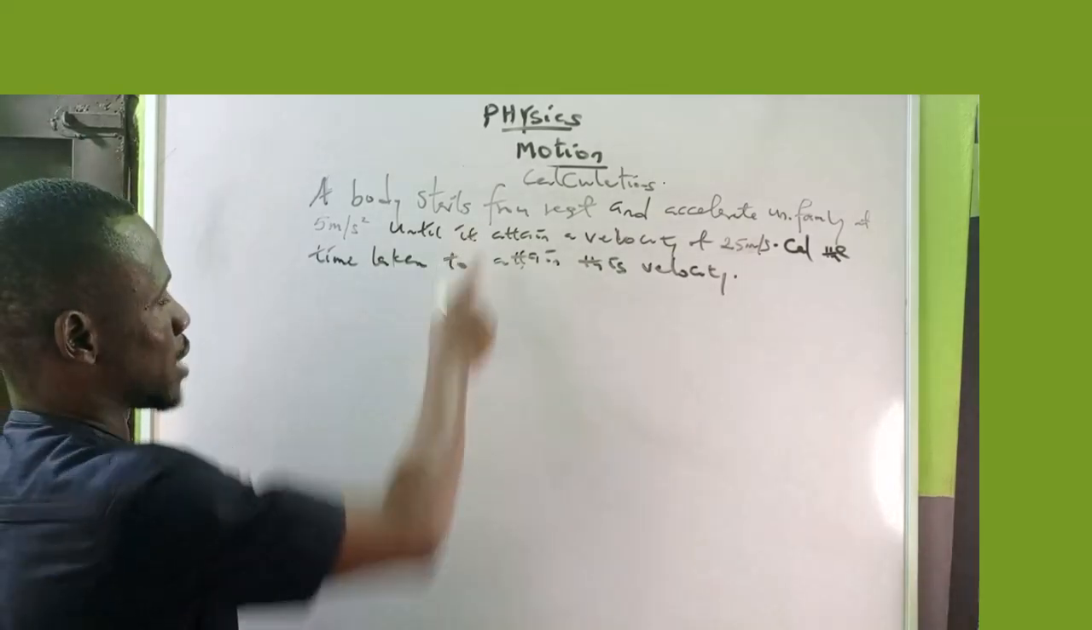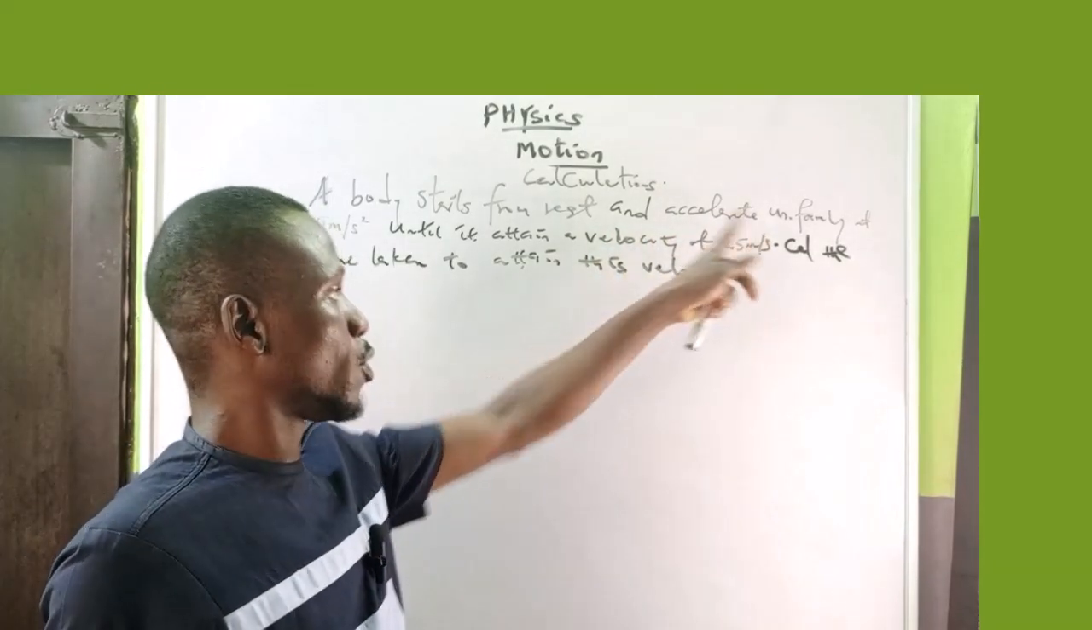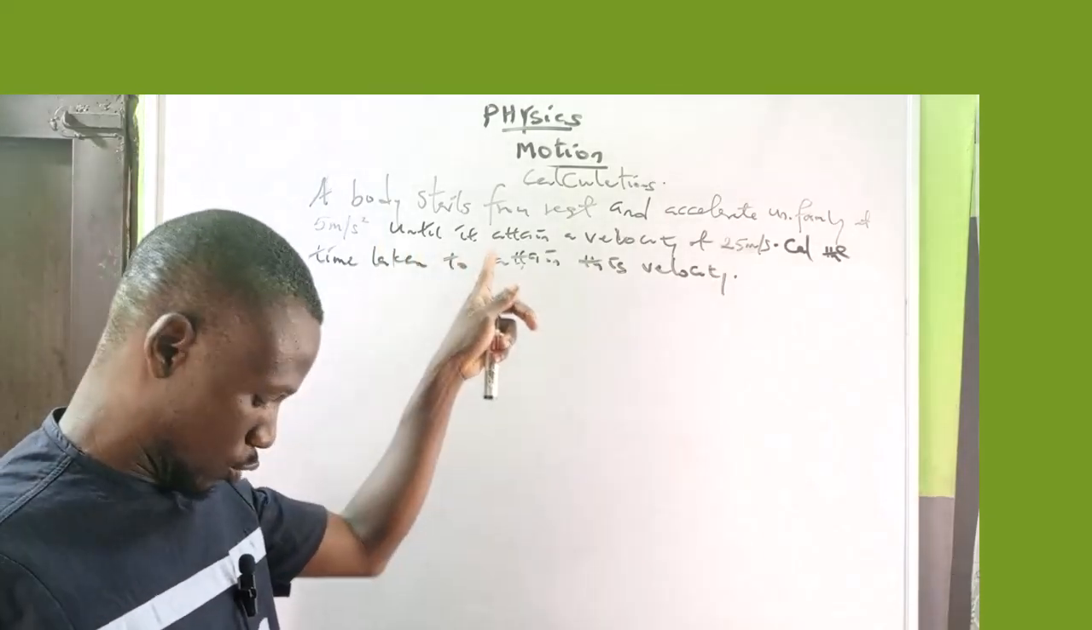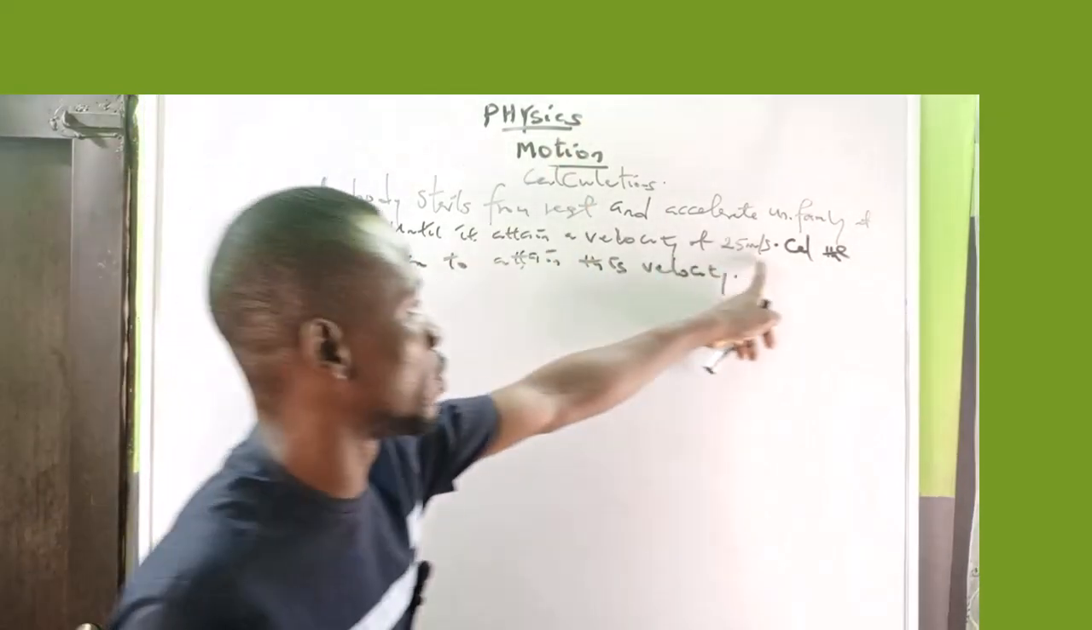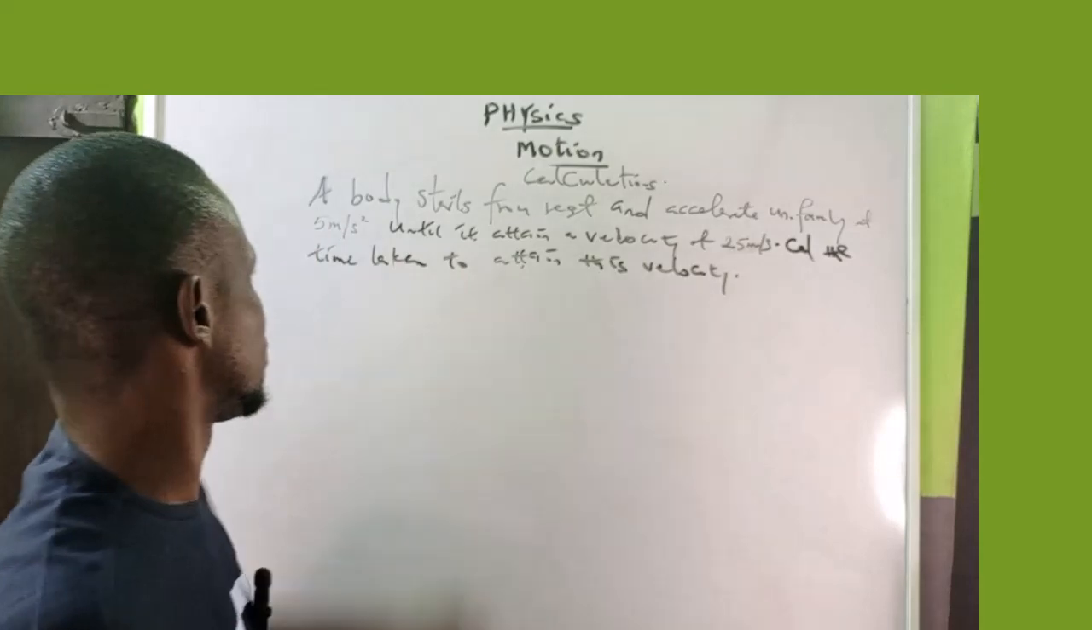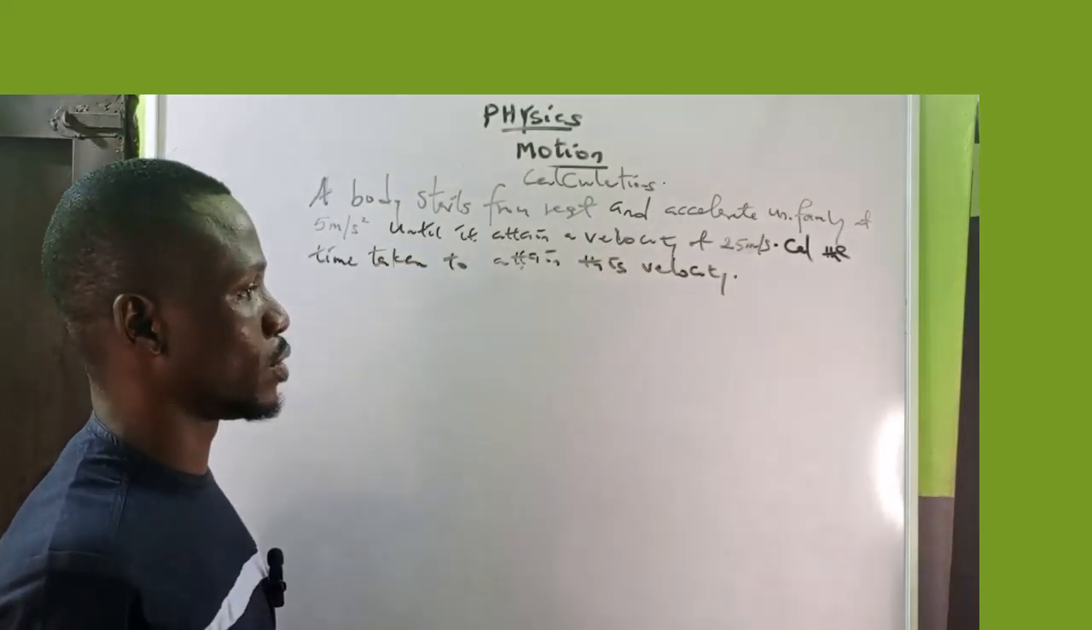Okay, a body starts from rest and accelerates uniformly at 5 meters per second squared until it attains a velocity of 25 meters per second. Calculate the time taken to attain this velocity.